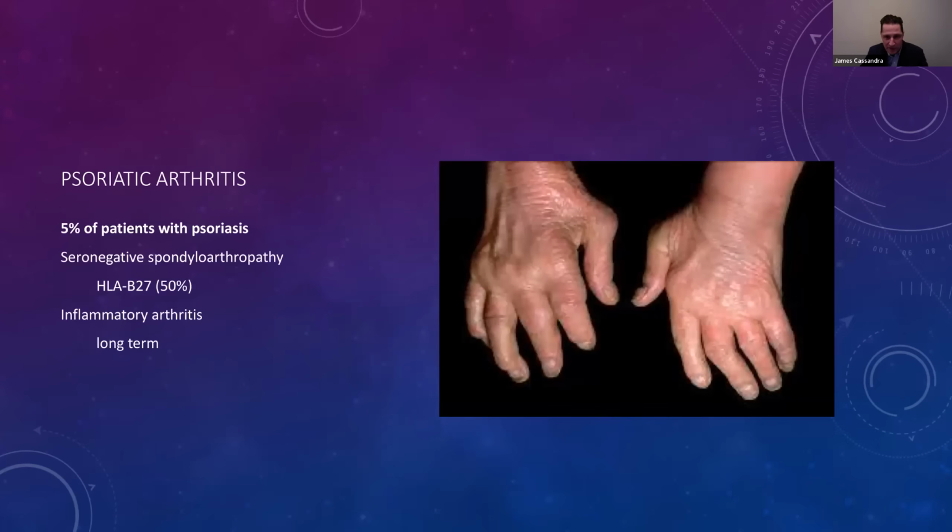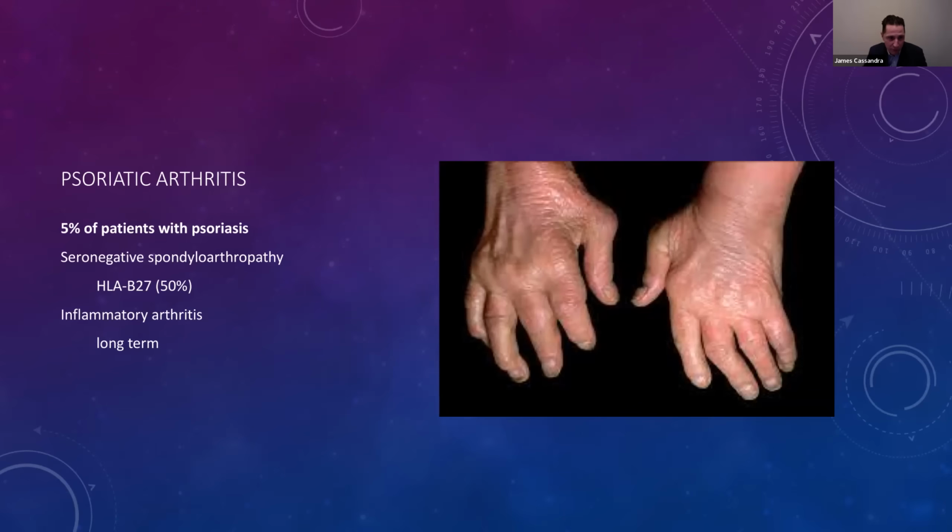So anytime a patient has psoriasis, you want to keep in the back of your mind psoriatic arthritis. 5% of patients with psoriasis can have psoriatic arthritis. It's a seronegative spondyloarthropathy. It's associated 50% of the time with HLA B27. It's an inflammatory arthritis.